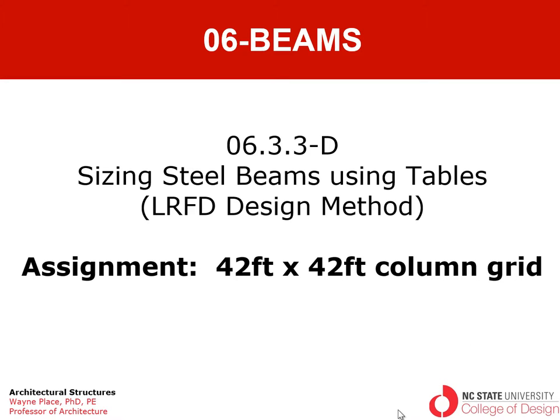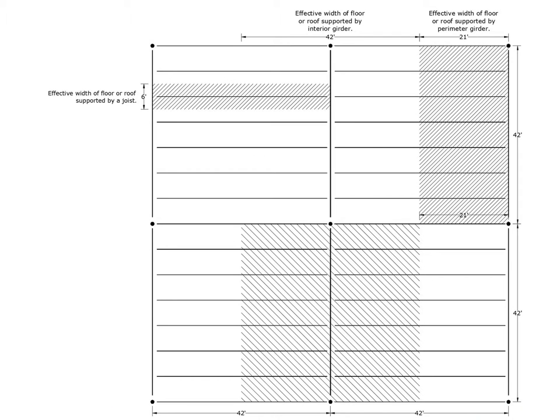beams in a steel frame system where the columns are set on a 42-foot by 42-foot grid. So this is what it looks like in the framing plan. This is a column, there's a column, there's a column, here's a column, and so forth. So the spacing between columns in this direction is 42 feet. And the spacing is 42 feet in this direction.